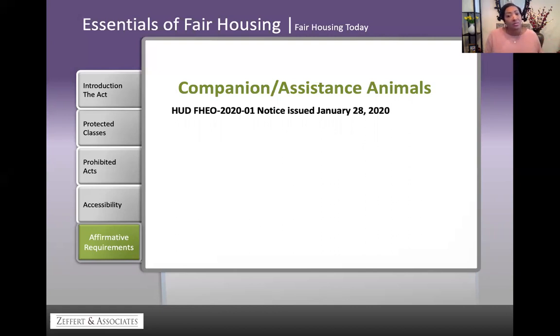Again, this is when the disability nexus is not clear. The disability and the request is not clear. As a housing provider, we are allowed to ask the person that needs the reasonable accommodation those two questions, but you cannot ask about the nature of the disability. That's like saying, okay, you have a disability, but what is it? What's wrong with you? You look fine to me.